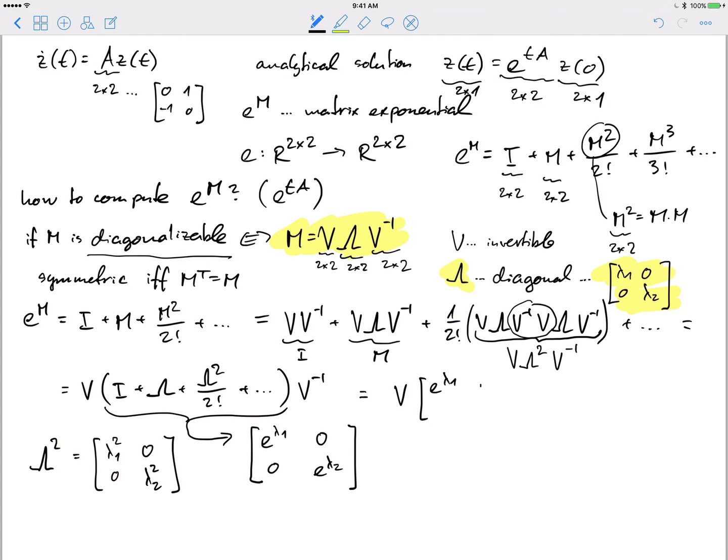Okay, computing this matrix, that's a joke, right? If I give you a diagonal matrix, computing.